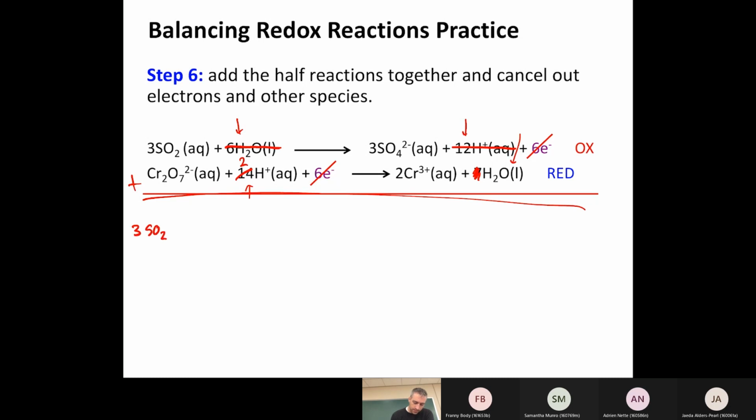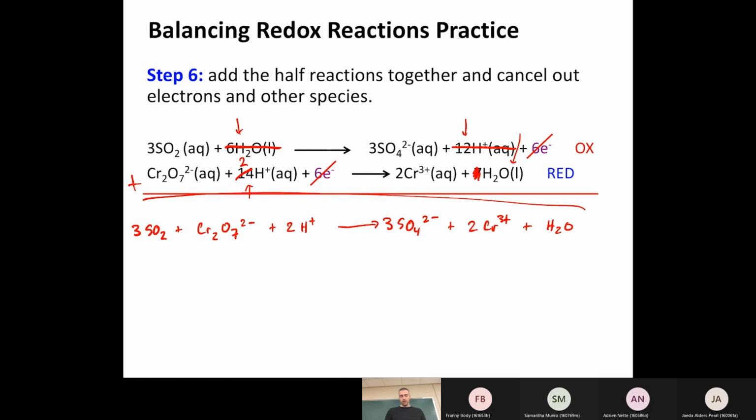3SO2. I'm just going to simplify and not write in the states of matter. Cr2O7 2-, plus 2H+, gives 3SO4 2-, plus 2Cr3+, plus 1 water.